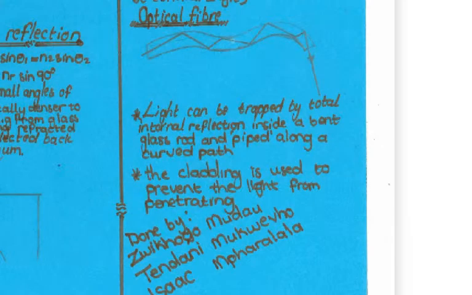Light can be trapped by total internal reflection inside a bent glass rod and piped along a curved path. The cladding is used to prevent the light from penetrating.